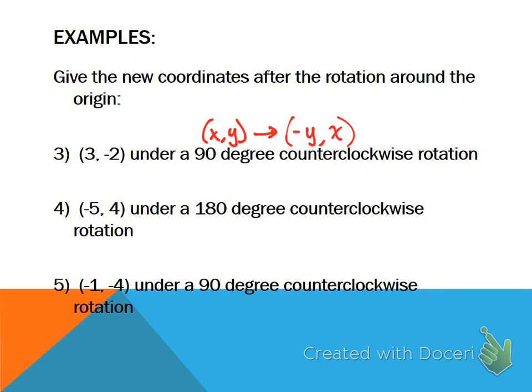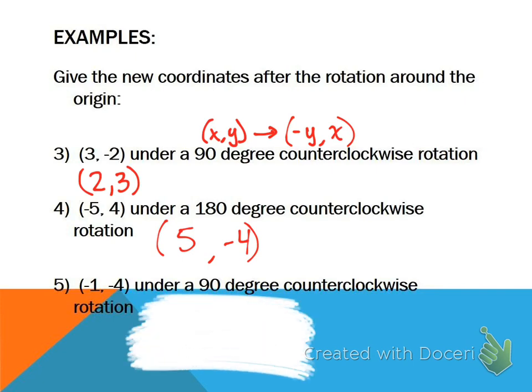So what are my new coordinates going to be? 2, 3. So the 2 and the 3 switch spots, and what was originally the y, which was negative 2, changed signs to become a positive. Okay? Negative 5, 4 under a 180 degrees counterclockwise rotation. 180s are my favorite because all they do is switch signs. So what does it become? 5, negative 4. Switch both signs and you're done.